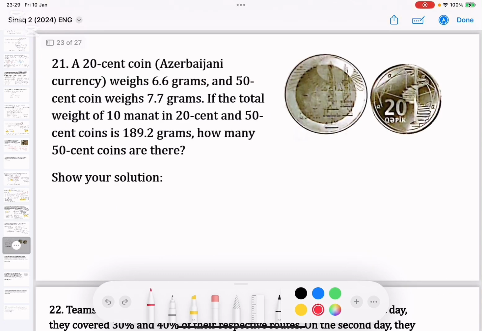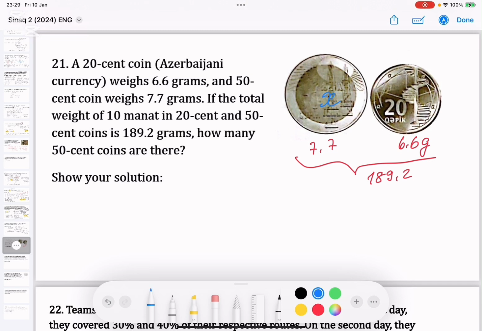Next question. A 20-cent coin, Azerbaijani currency, weighs 6.6 grams, and a 50-cent coin weighs 7.7 grams. If the total weight of 10 manat in 20-cent and 50-cent coins is 189.2 grams, how many 50-cent coins are there? So I don't know how many 50-cent and 20-cent coins I have here.